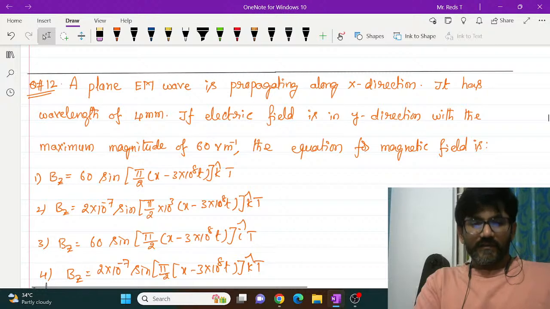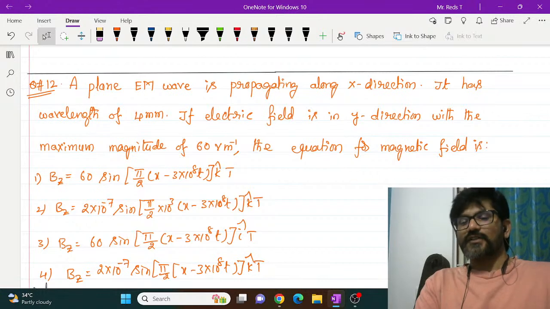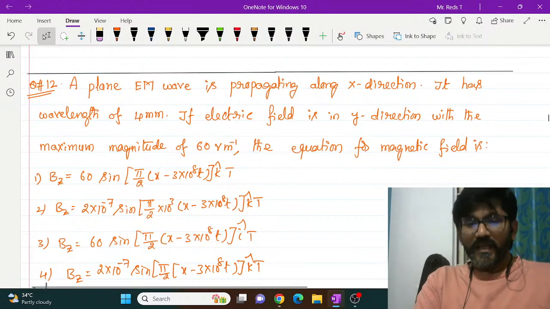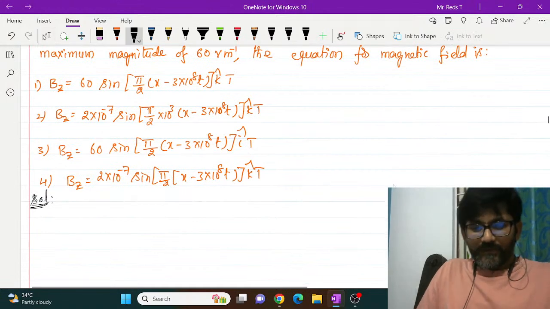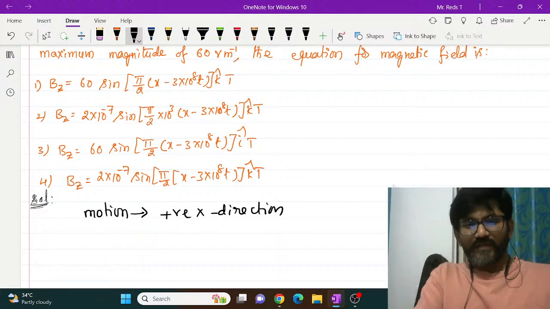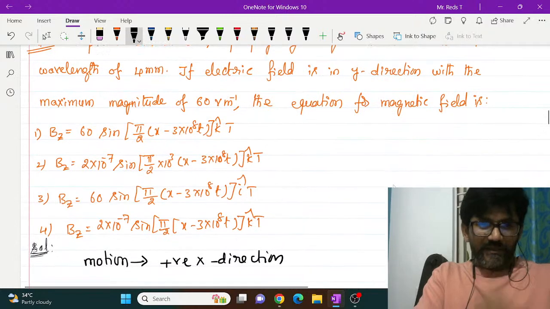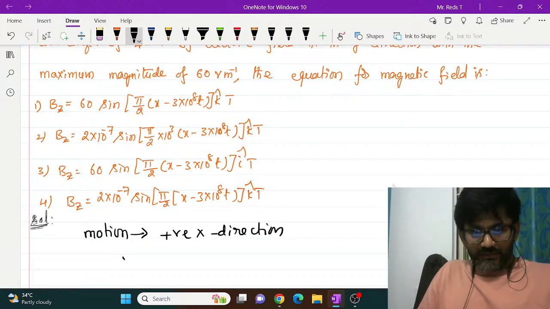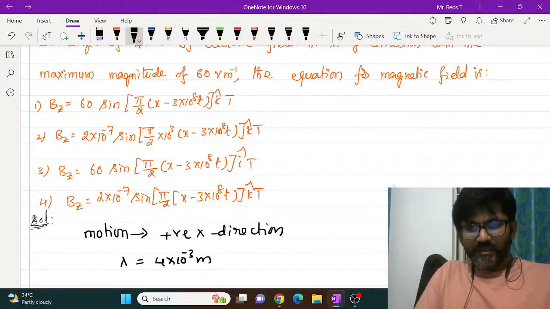So first note down what is given. A plane electromagnetic wave is propagating along x direction, means positive x direction is what you have to understand. Otherwise it should be mentioned specifically negative x direction. Okay, x direction means positive x direction, right. So the wave is moving along positive x direction, right. So lambda is equal to 4 millimeters means 4 into 10 to the power minus 3 meter.